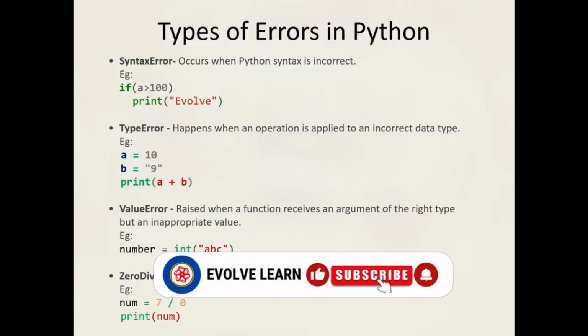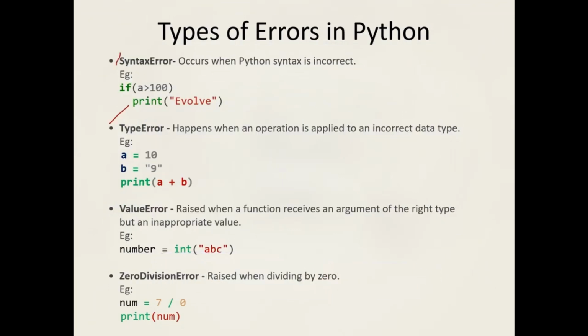Python has several error types. In those, syntax error, type error, value error, and zero division error are the most common error types we encounter during an execution. Syntax error occurs when Python syntax is incorrect.